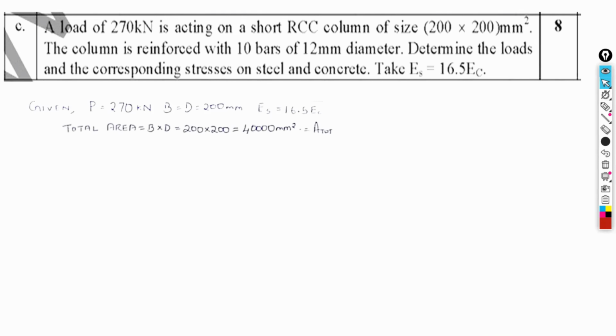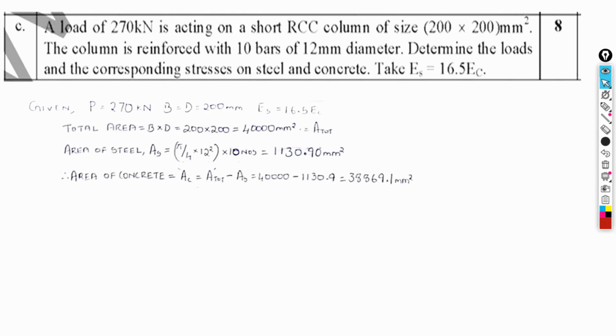Total area equals B into D, that's 200 into 200. We will get 40,000 mm square. That's the total area, A total. So area of steel, AS, equals pi by 4 into 12 square, right? There are 10 bars, so into 10, that's equal to 1130.90 mm square. Therefore, area of concrete equals total area minus area of steel reinforcement. Total area is 40,000 mm square minus area of steel 1130.90 mm square. We will get area of concrete equals 38,869.1 mm square.